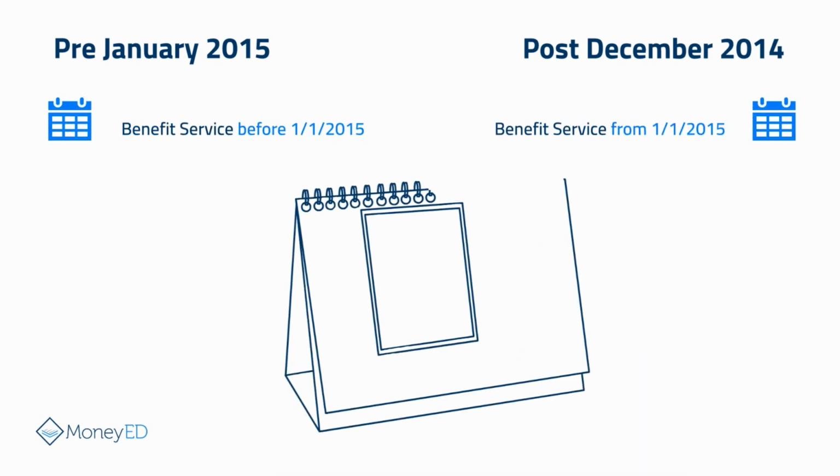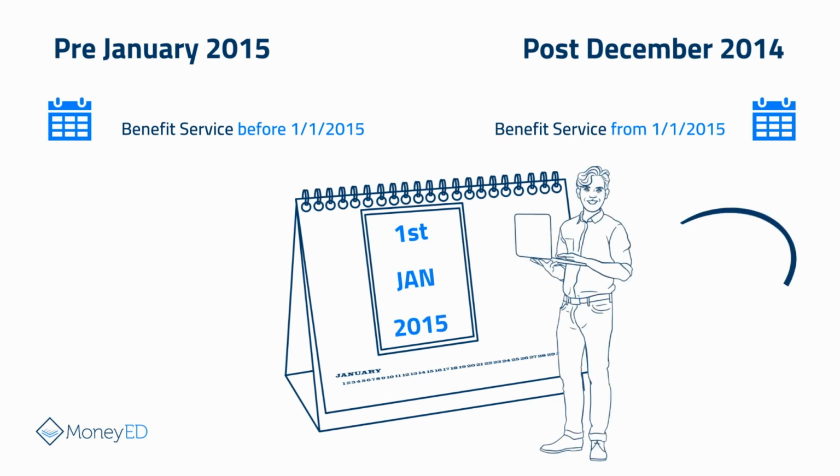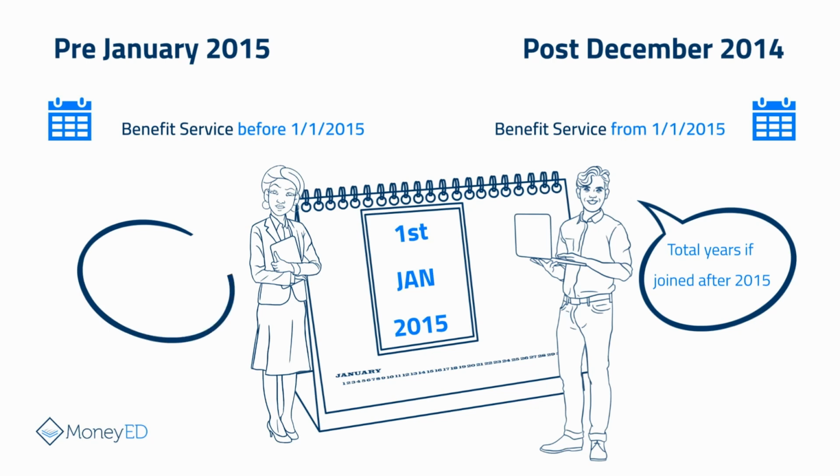For the post-December 2014 part of the calculation, your benefit service is the number of years you have been a DBD member since 1st of January 2015, or the total amount of years you have been a member if you joined after the 1st of January 2015. For the pre-January 2015 part of the calculation, your benefit service is how long you were a DBD member prior to the 1st of January 2015, if applicable.